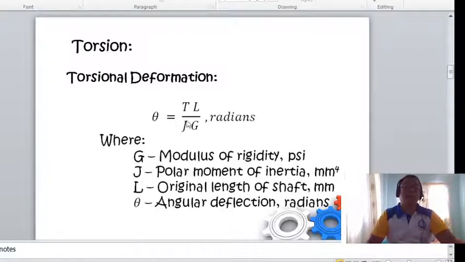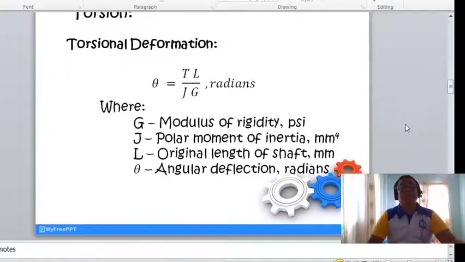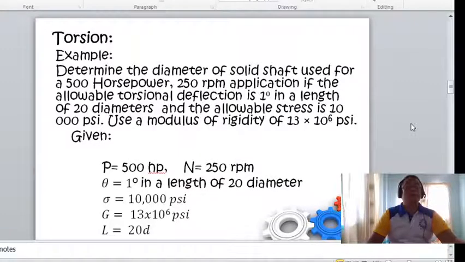Take note, class, that the unit for the angular deflection here is in radians. Here we have an example of a torsion problem. Determine the diameter of a solid shaft used for a 500 horsepower, 250 revolution per minute application if the allowable torsional deflection is 1 degree in a length of 20 diameters, and the allowable stress is 10,000 psi. Use a modulus of rigidity of 13 times 10 raised to 6 psi.